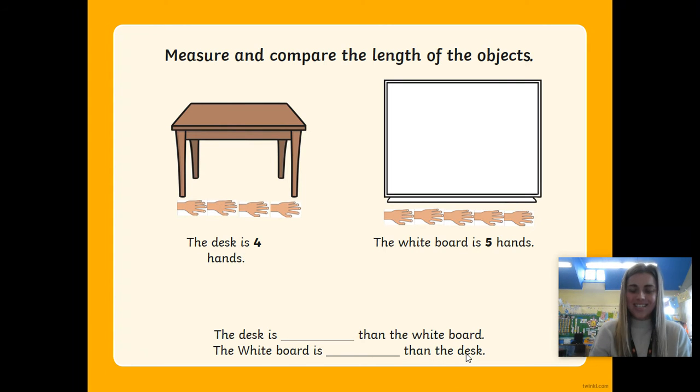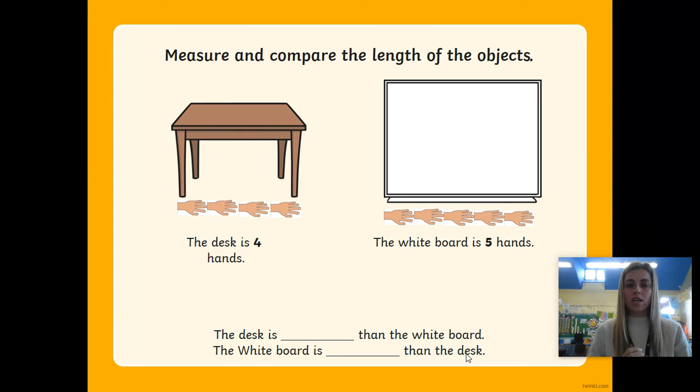So the desk is 4 hands long. 1, 2, 3, 4. 4 hands long. And then the whiteboard is 5 hands long. So this is the question for you now, my darlings. The desk is blank than the whiteboard. So is the desk longer or shorter?